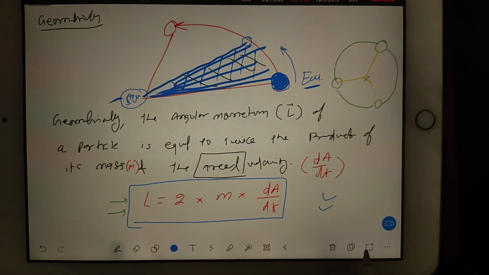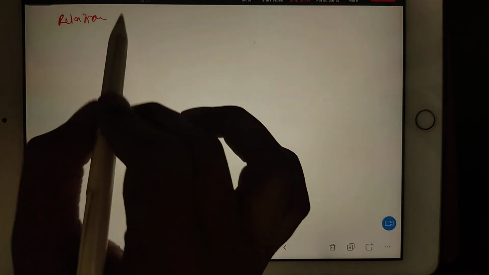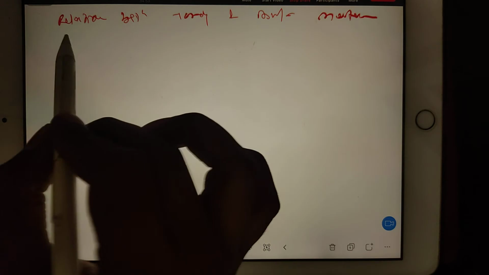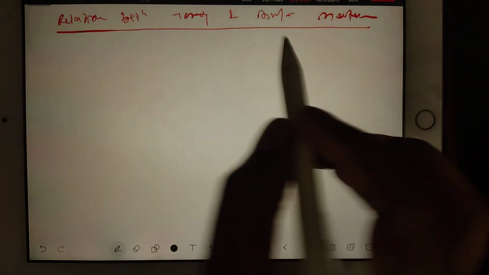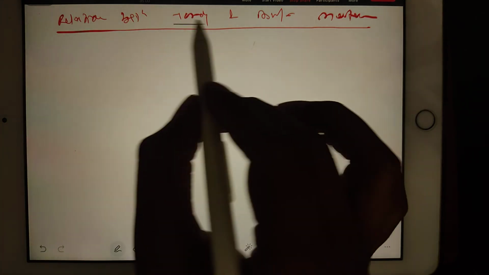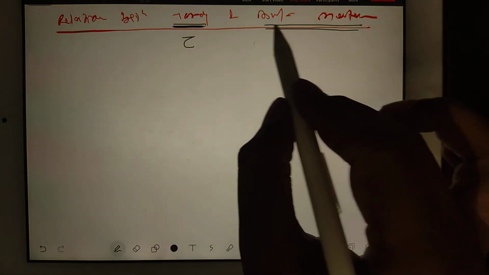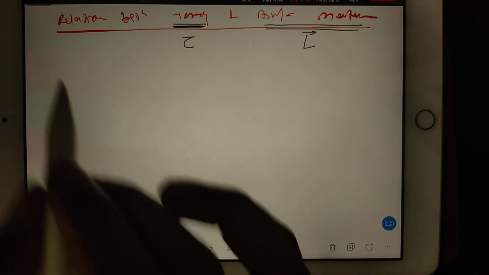Now we are going to understand, I am changing the page. There is a relation between torque and angular momentum. Relation between torque and angular momentum. Write down. But see, this relation is in terms of torque and angular momentum. Torque symbol is tau, angular momentum symbol is capital L. So whenever you are confused, you understand it in this way.